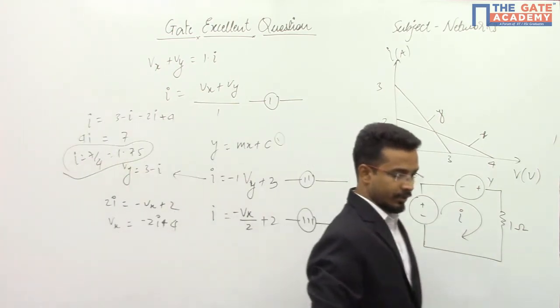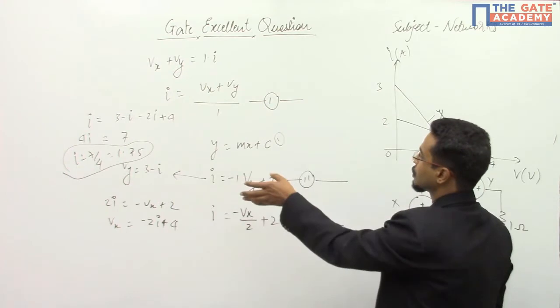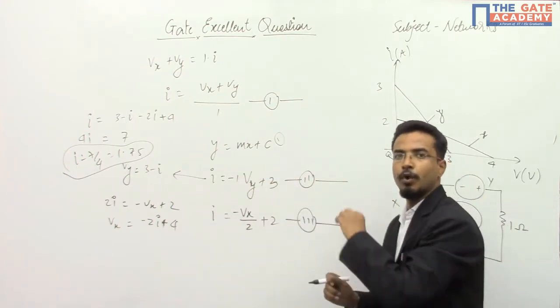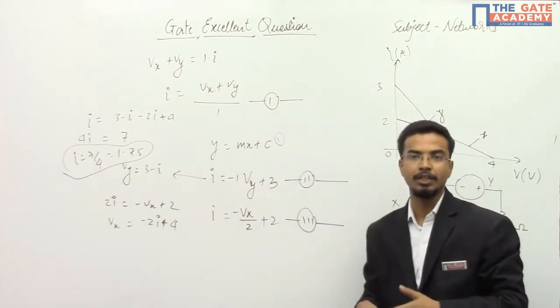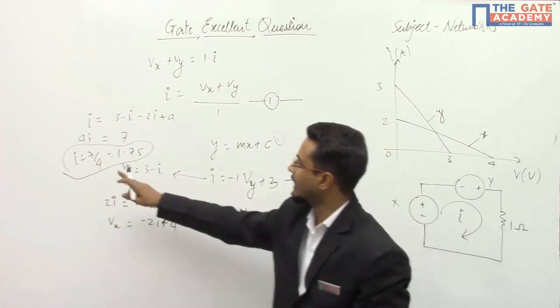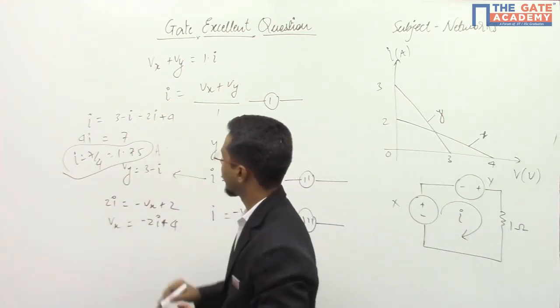So ultimately this is one approach by mathematics. If I don't want to solve by this particular method, I can use any other method also. I is equal to 1.75 ampere.